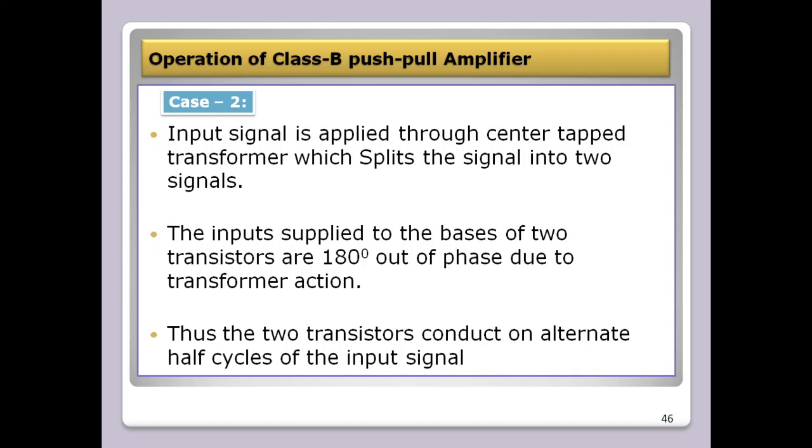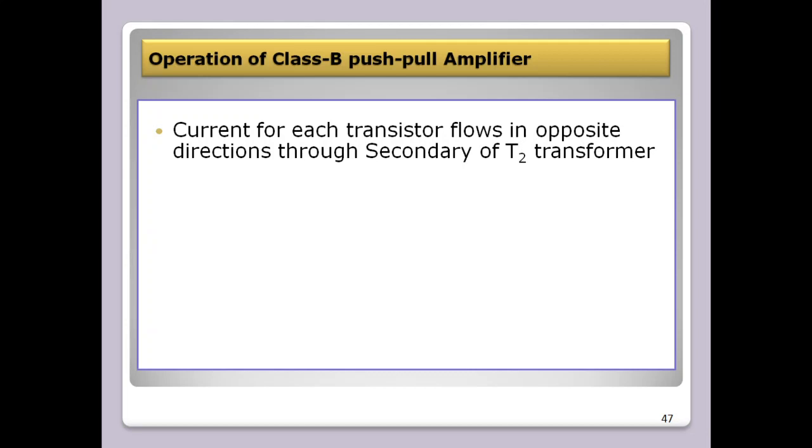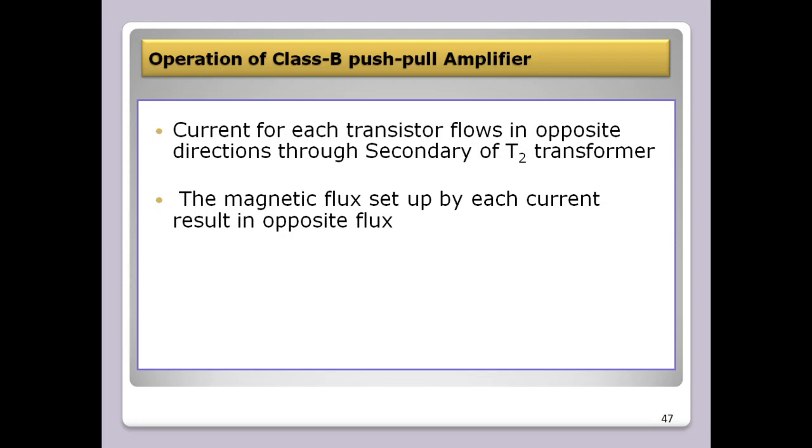Means, if it is a positive half cycle, transistor 1 gets the positive half cycle and transistor 2 gets the negative, so only transistor 1 conducts. And during the negative half cycle, transistor 2 gets the positive half cycle and transistor 1 gets the negative half cycle, so transistor 2 conducts and gives the output. So the current for each transistor flows in opposite directions through the secondary of transformer 2. The magnetic flux set up by each current results in opposite flux, so the net flux is 0 now.